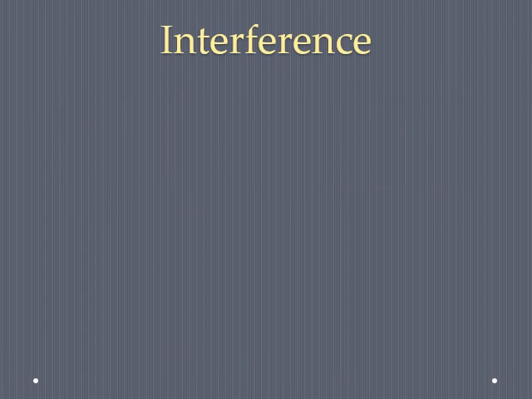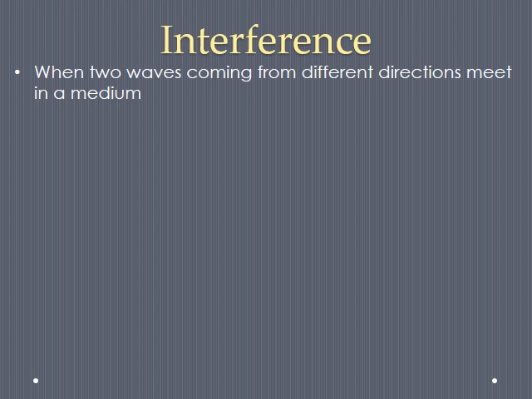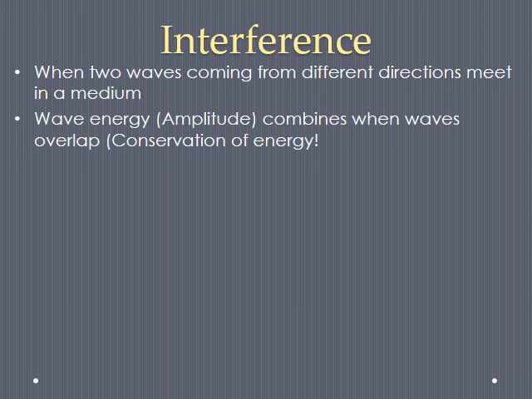So the last little use of conservation of energy in waves that I want you guys to be aware of is something called interference. If you've played sports before, you know that interference basically happens when two players get in the way of each other, and wave interference is basically the same idea. It occurs when two different waves coming from opposite sides of a medium meet somewhere in the middle of the medium. When those two waves meet in the middle, the wave energy is combining as those waves overlap.